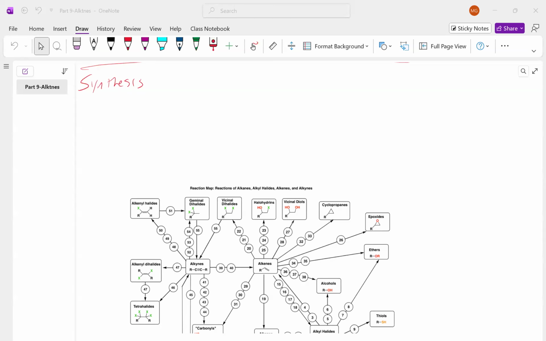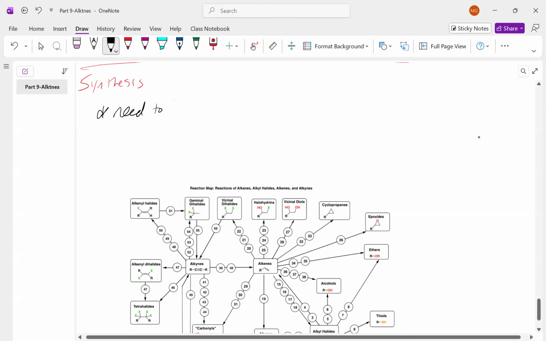So I'm just going to spend this last day of lectures in this unit going over multi-step synthesis. I'm going to show some common tactics that you can use to approach this. I'm going to do a bunch of examples, and even in our exam review, I'm going to go through more examples of multi-step synthesis.